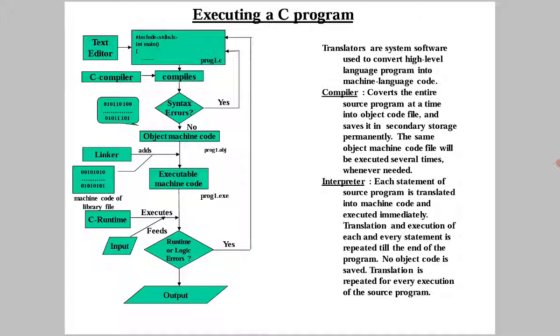What is an IDE? IDE means editors, C editors, and all these things. In this flowchart, the first step is to write or enter a C program and save it with some program name like program1.c. After that, compile it. What is compiling? Compile means translators.